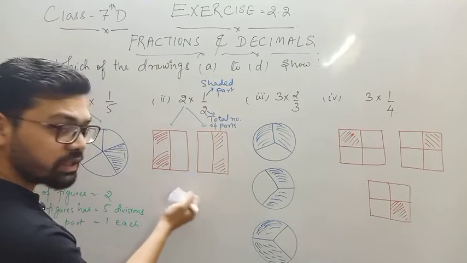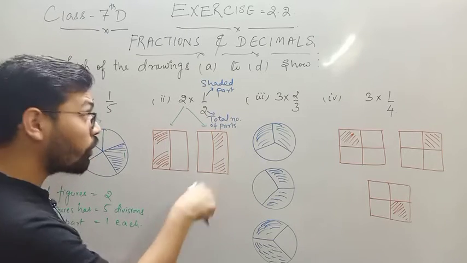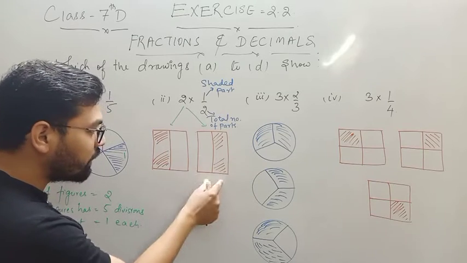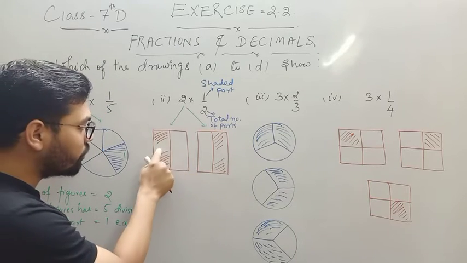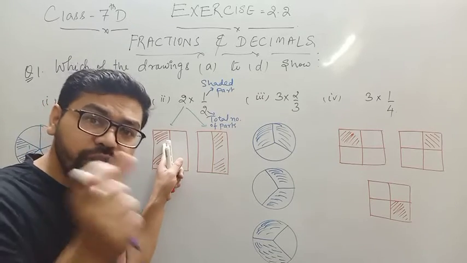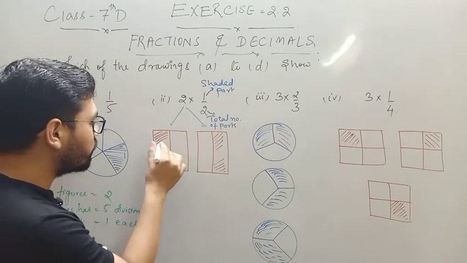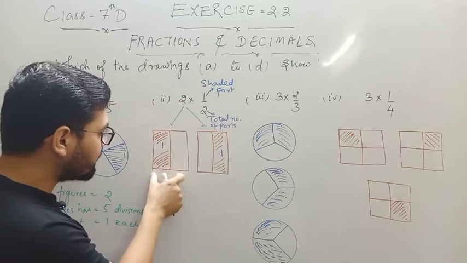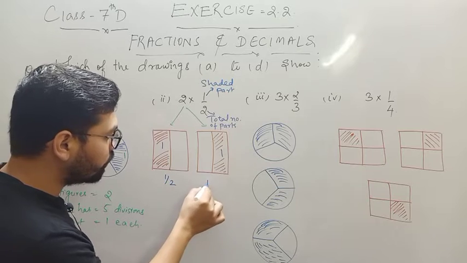So how many parts are there? 2. How many figures are there? 2 figures. How many divisions? Each figure has 2 divisions. And how many divisions are shaded? You can say 1 by 2. Out of 2, 1 is shaded. So this can be represented like this: 1 by 2, 1 by 2.